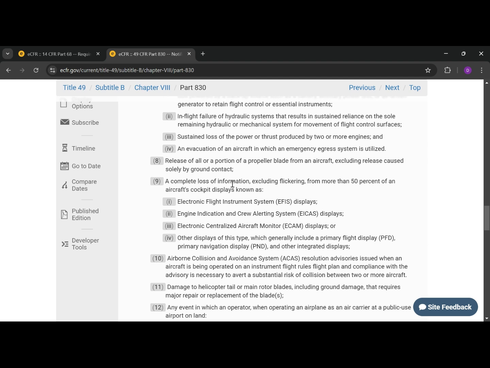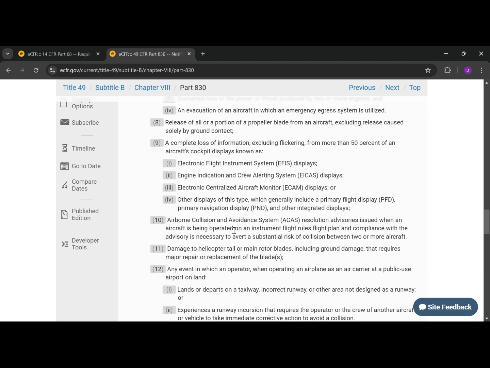A complete loss of information, excluding flickering, from more than 50% of an aircraft's cockpit displays known as electronic flight instrument system displays, engine indication and crew alerting system displays, electronic centralized aircraft monitor displays, or other displays of this type, which generally include a primary flight display, primary navigation display, and other integrated displays.